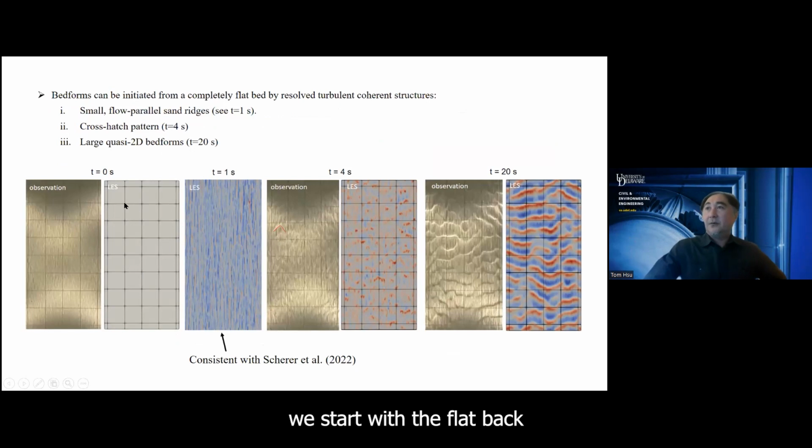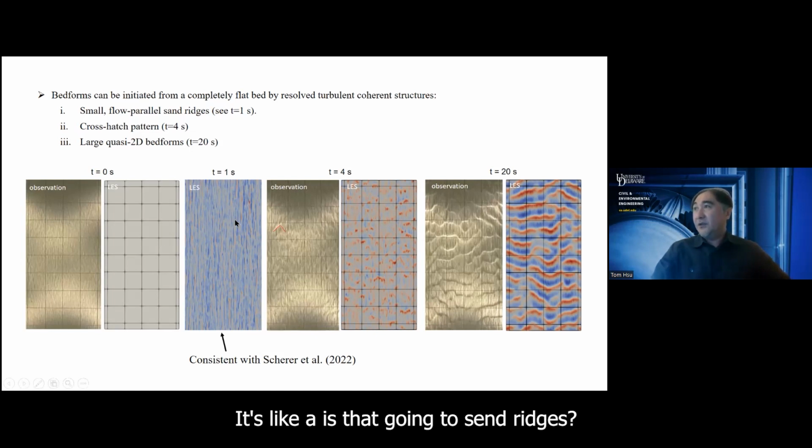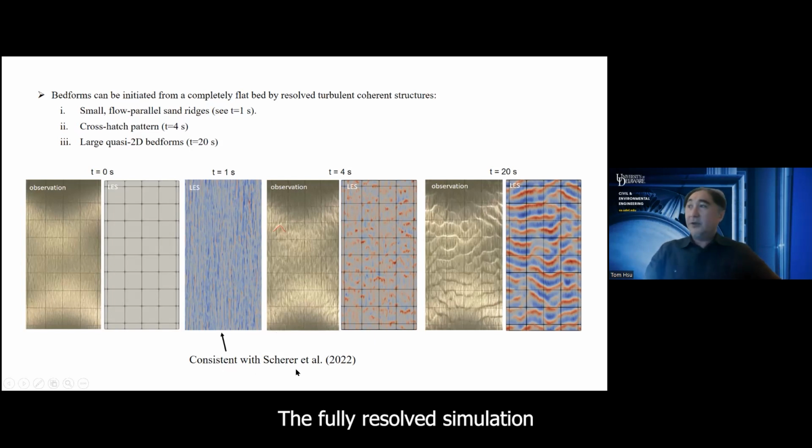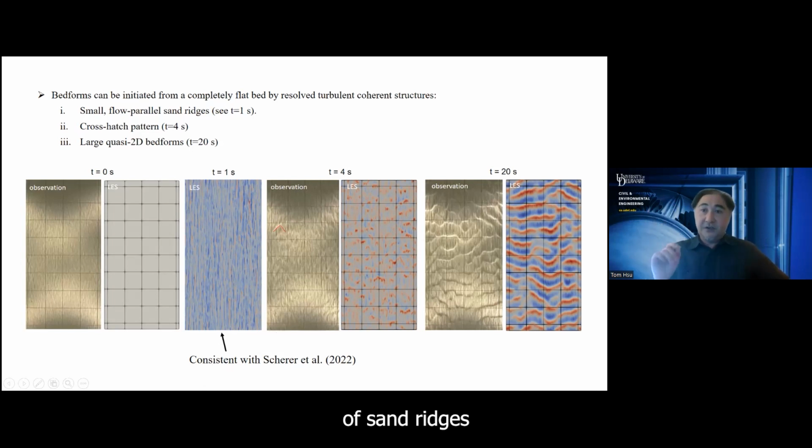So you see that we start with the flat bed. At about just 1 second into the simulation, you see this streak type of structure. The color represents the bathymetry. So you start to see that the bed form initially is parallel to the flow. It's like sand ridges. And this is actually consistent with that fully resolved simulation, even though at a lower Reynolds number, they show the existence of sand ridges triggered by the turbulent streak.